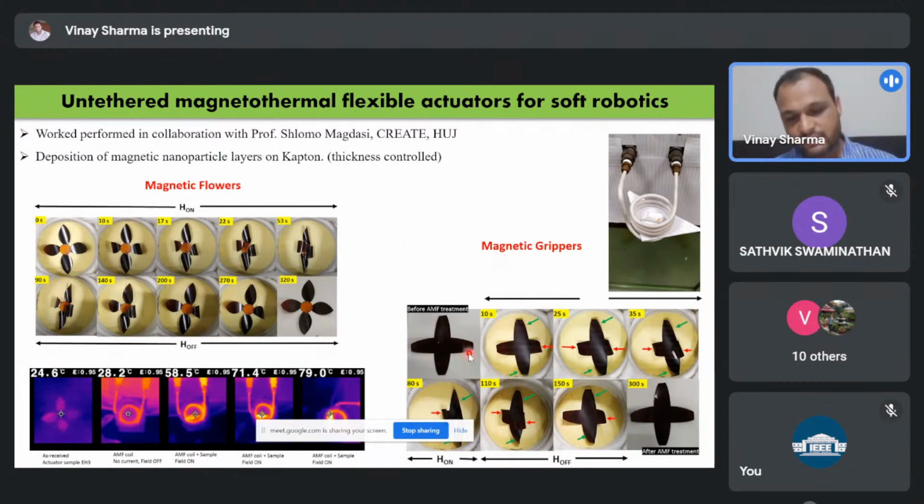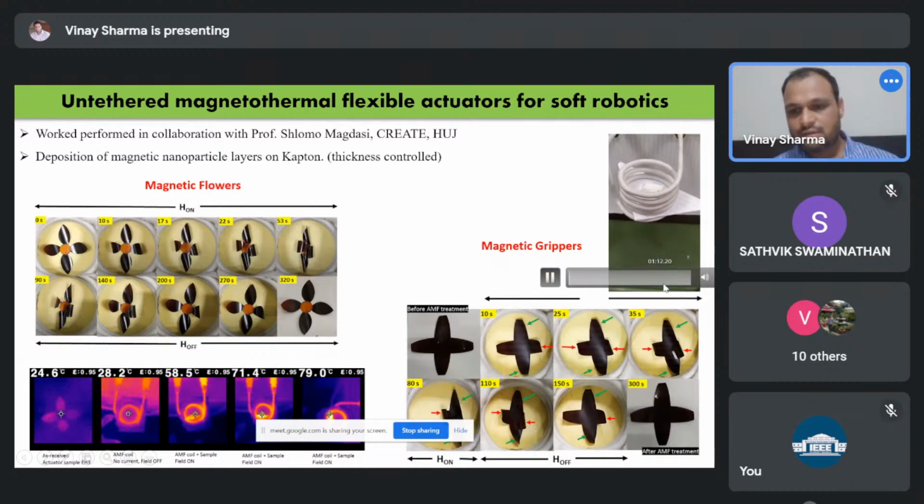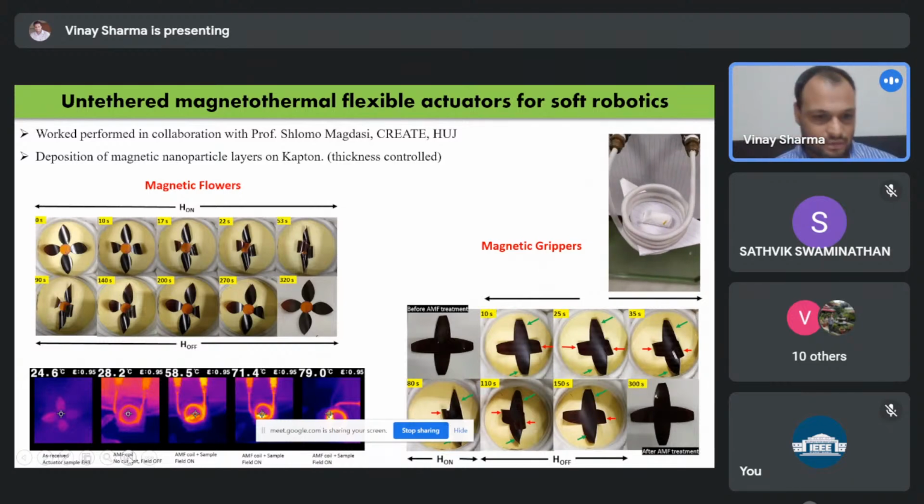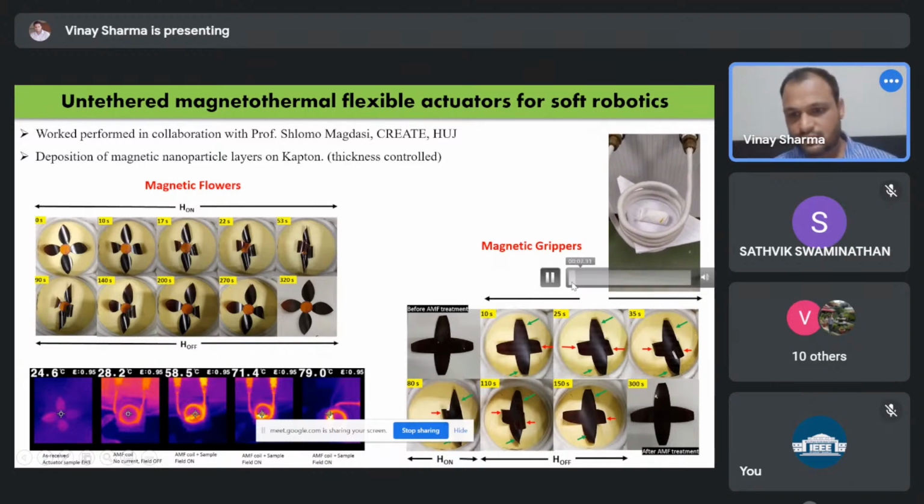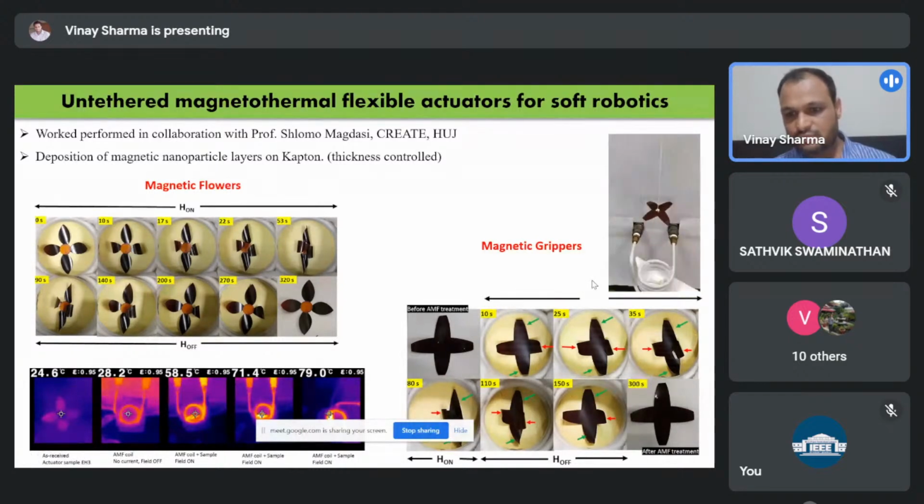Similarly, here are the magnetic grippers. We wanted something where an object is put down, and then our grippers come over there, hold it up, and go back. So this is one example. I have put in one video. Yeah, this is the gripping effect of magnetic grippers. You see, this is a gripper that is shown at the bottom. So this gripper comes down.